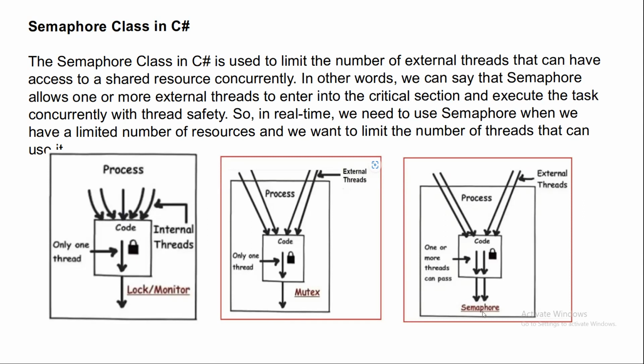Using semaphore, you can gain access from external threads, and you have the ability to let more than one thread access it. Using Mutex, you can only access it with one thread at a time. But semaphore allows more than one thread to access the critical section of the code.